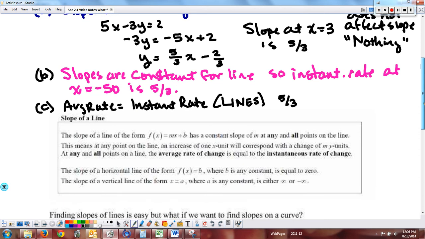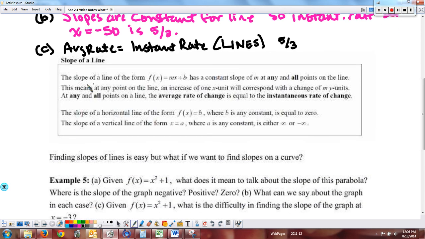So an important thing to think about here is that the slope of a line, specifically of a line, is a constant slope. Any and all points of the line, no matter where you are, have the same slope. So an increase of 1 x unit will always correspond to a change of m, the slope, y units. At any and all points, your average rate of change is going to be equal to your instantaneous rate of change.